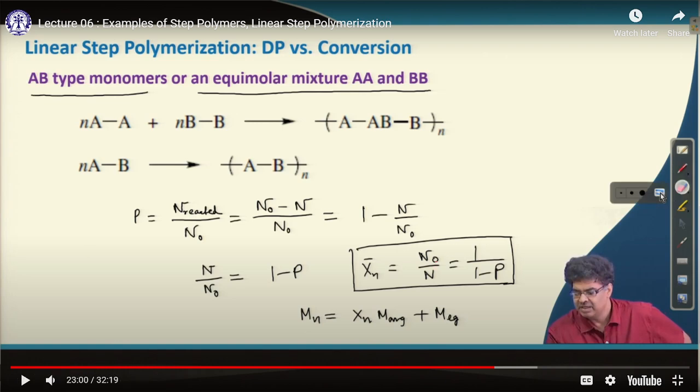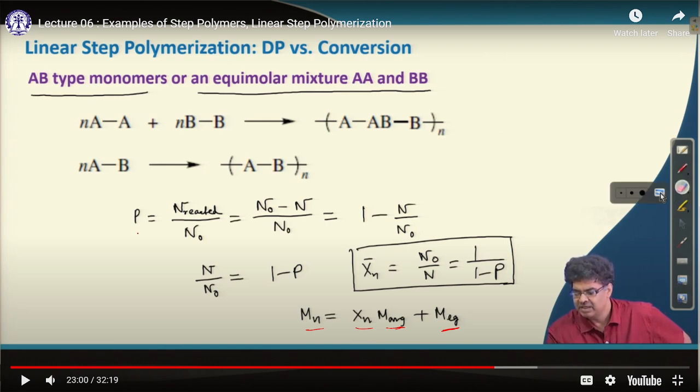So in this way we can find out the molecular weight Mn. It is the degree of polymerization, then M average, the molecular weight average of the repeating unit, and finally the end group. So with this equation we can find out the Xn.